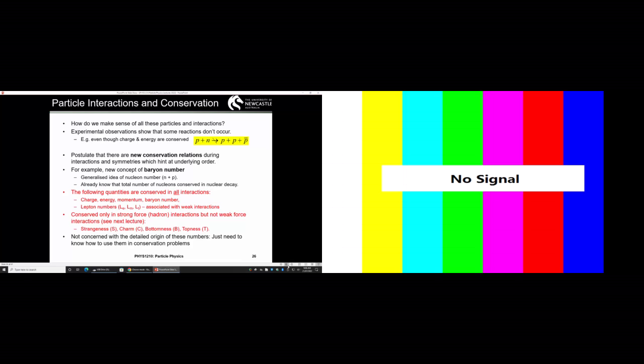So, this slide is our most important one. It tells us that there are various things that cannot change when we have an interaction between particles, where the particles change. Some of those things are familiar to us. They're things like the electric charge, the energy, including the rest mass energy, the momentum, and then things that we haven't heard of before, like baryon number and lepton numbers.